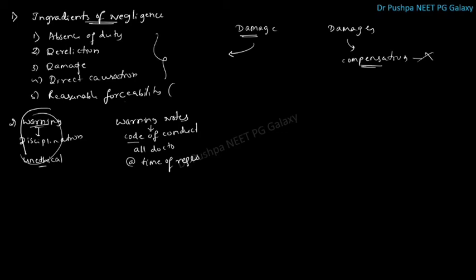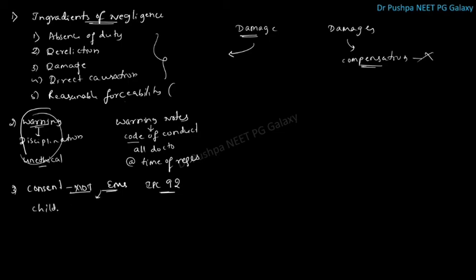So third point is consent. Consent is not required in case of emergencies. It is said by IPC section 92. Consent is not required in case of emergency conditions. It is given in IPC section 92. So what are these emergency conditions?